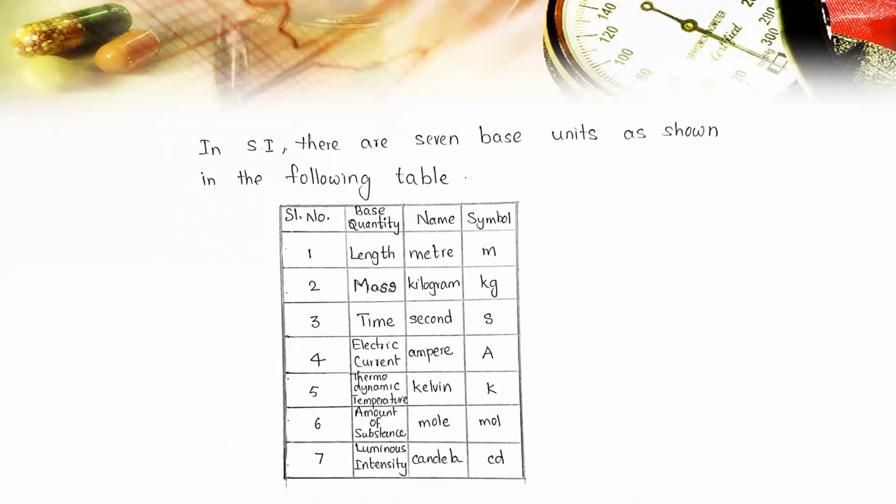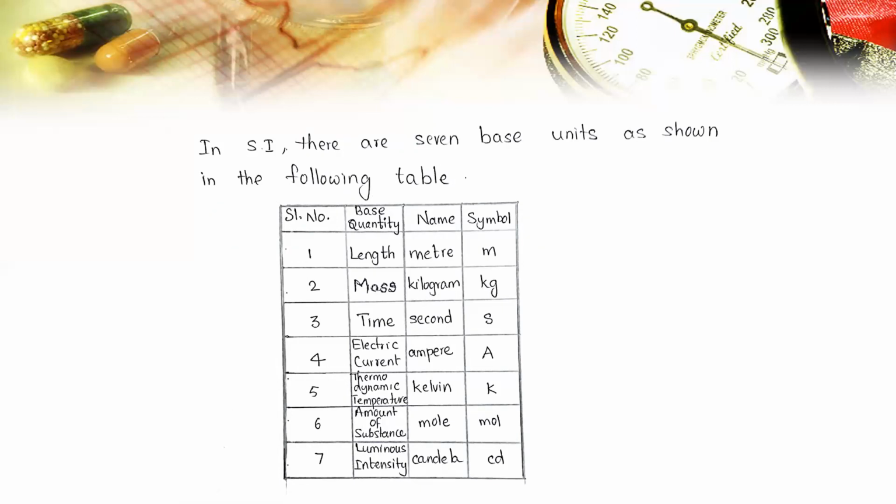The first one is length, measured in meter. The symbol is small m. The second one is mass. It is measured in kilogram. Symbol is kg. The third one is time. It is measured in second. Symbol is s. The fourth one is electric current. It is measured in ampere and its symbol is capital A.